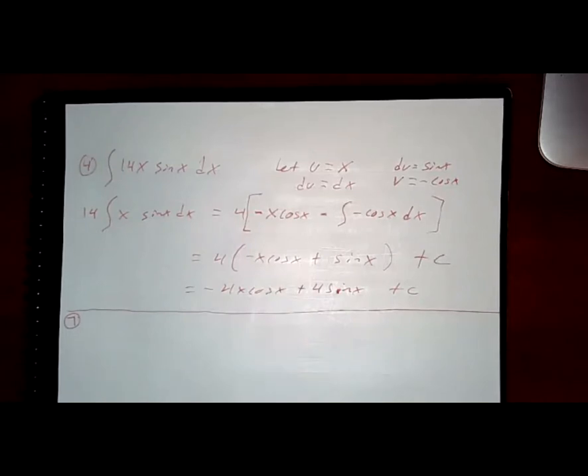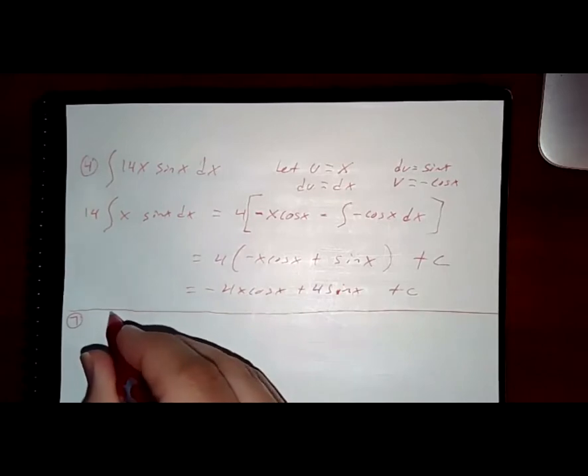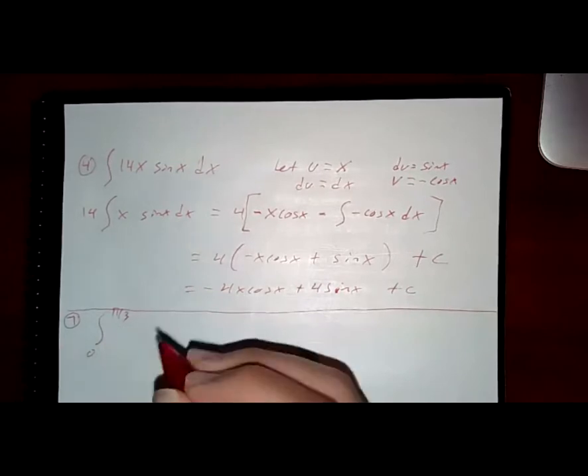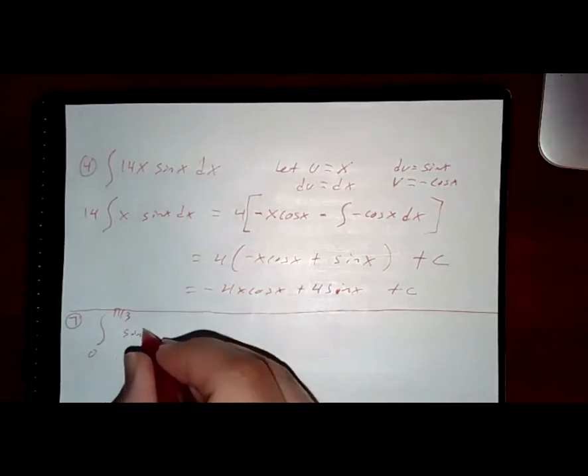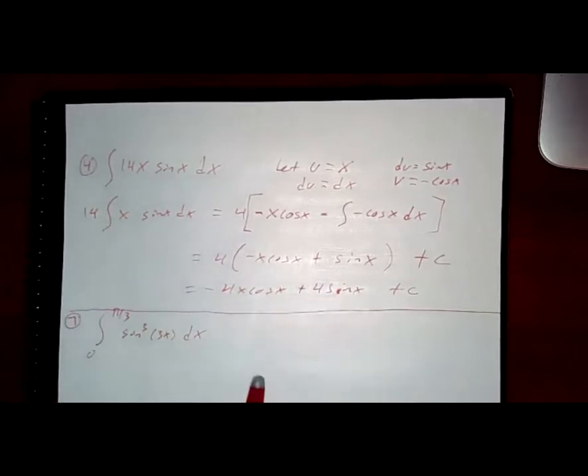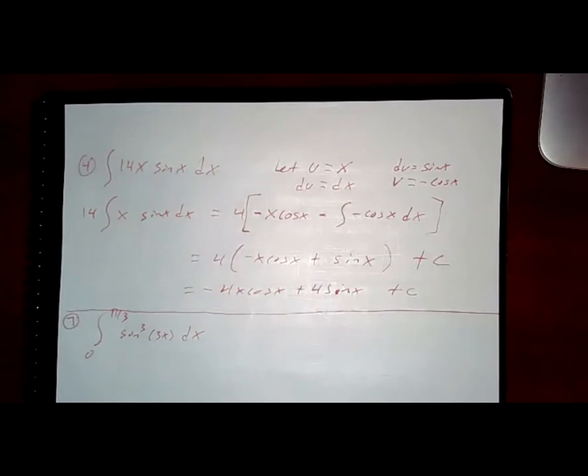Okay, here it is. The integral from 0 to pi thirds of sine cubed 3x dx. All right, so there's a cube on there.